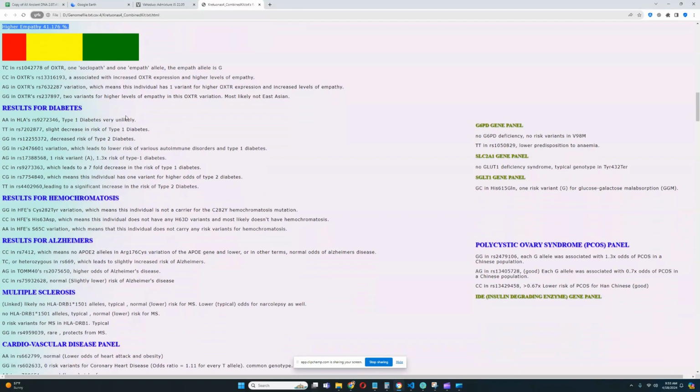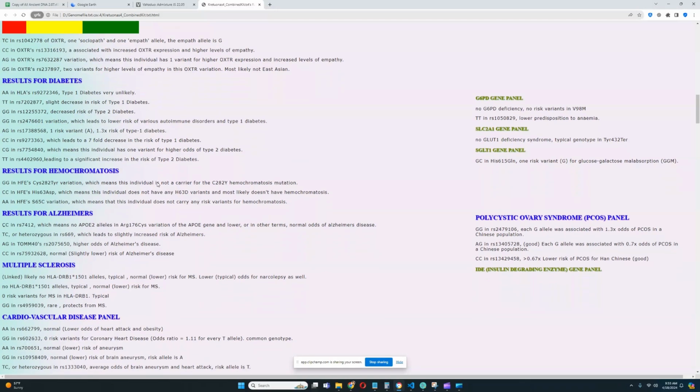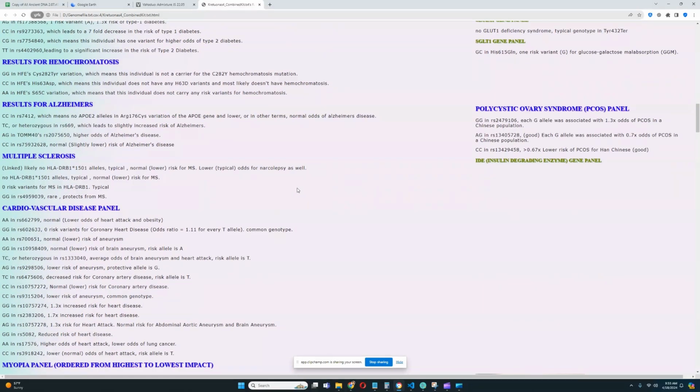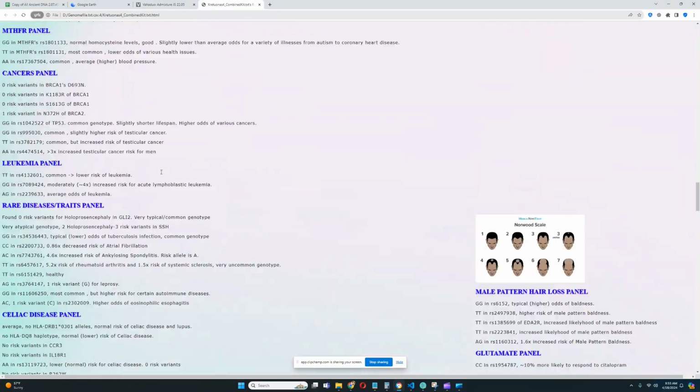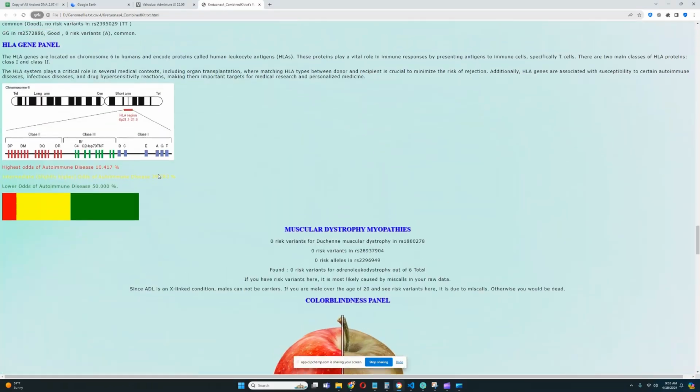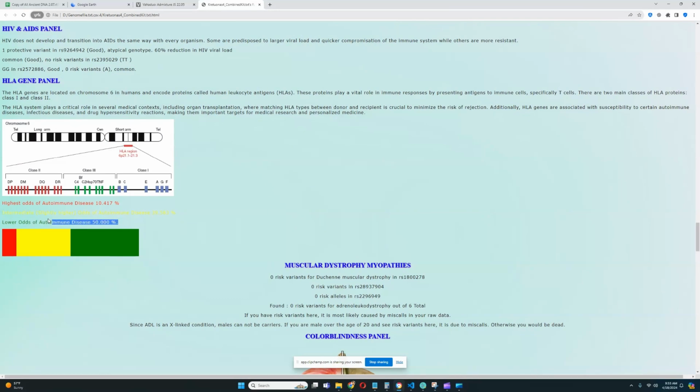Diabetes, we know she doesn't have diabetes. For Alzheimer's, we know she doesn't really have risk score for that. Hemochromatosis, we know she doesn't really have any risk score for that because we saw the iron panel. Multiple sclerosis, really good as well. No risk variants for multiple sclerosis in the HLA gene. We want to see the HLA gene panel actually at the bottom here. So for the HLA gene panel, looks like she's got lower odds of autoimmune disease. Definitely really good to see.